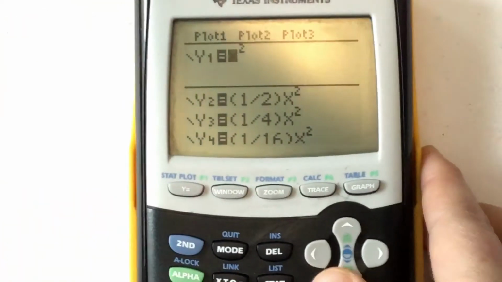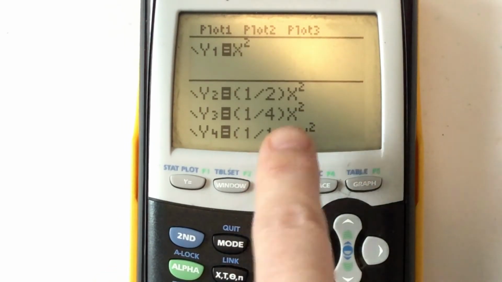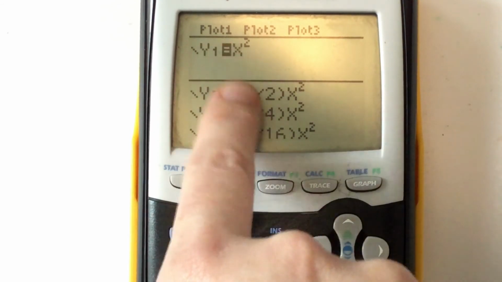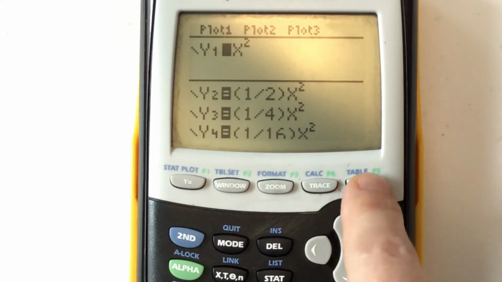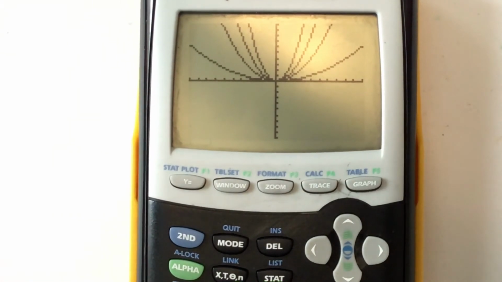Okay, let's look at what happens as the number in front gets smaller. So here there's a 1 in front, then a 1/2, then a 1/4, and then a 1/16. So the numbers are getting smaller in front every time. Okay, so here's the 1, here's the 1/2, here's the 1/4, and here's the 1/16. What happened to the graph as those numbers in front got smaller?